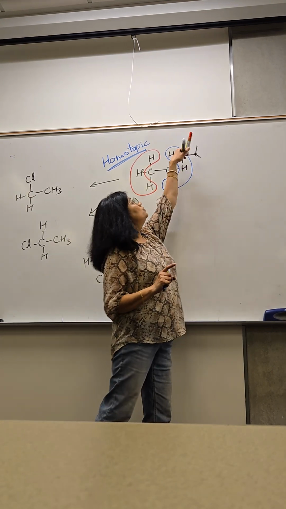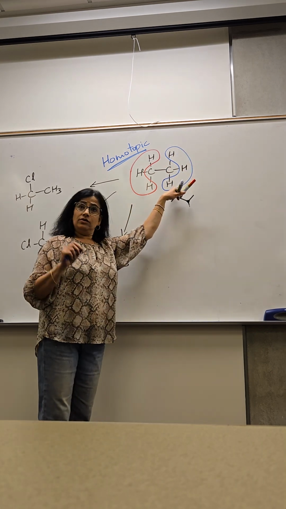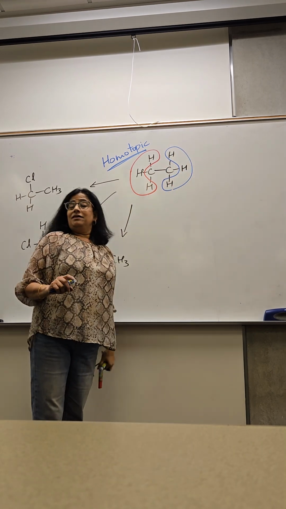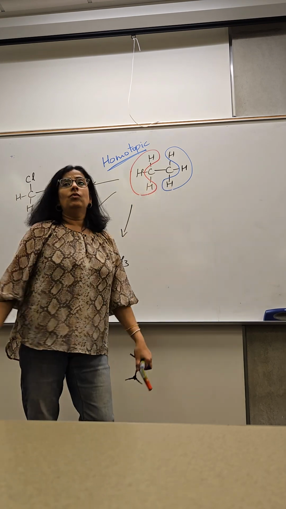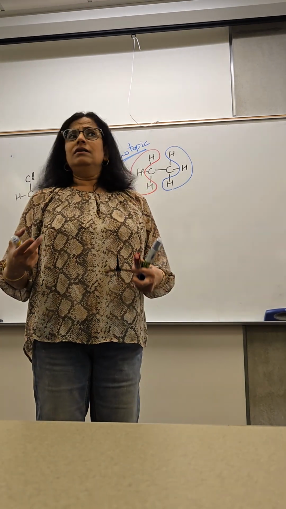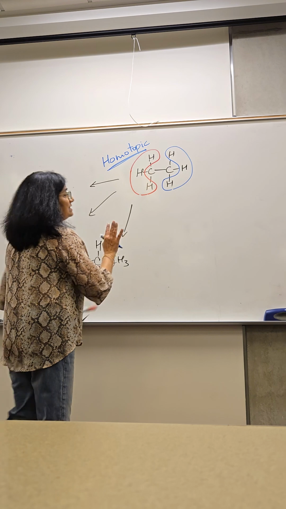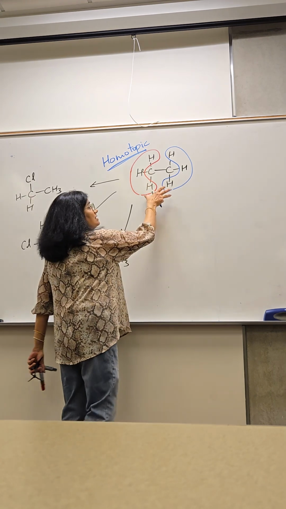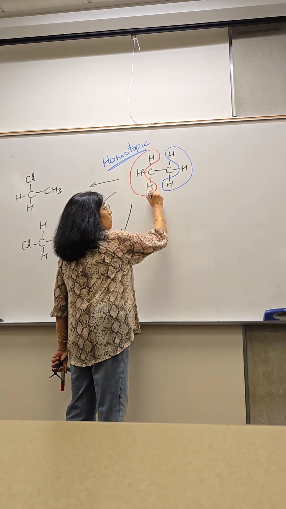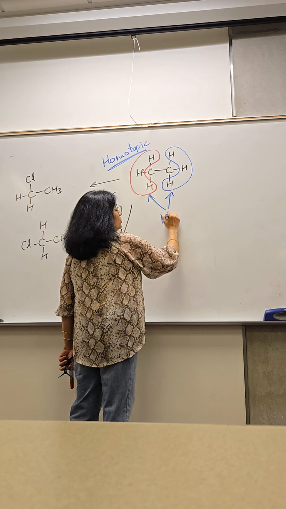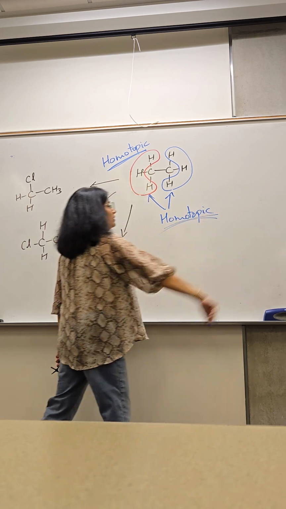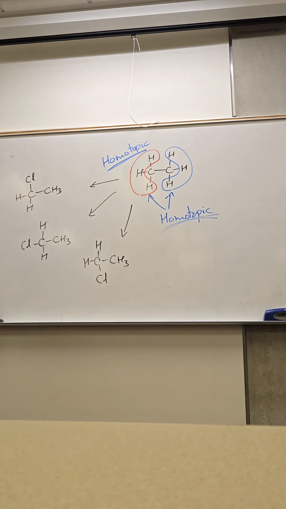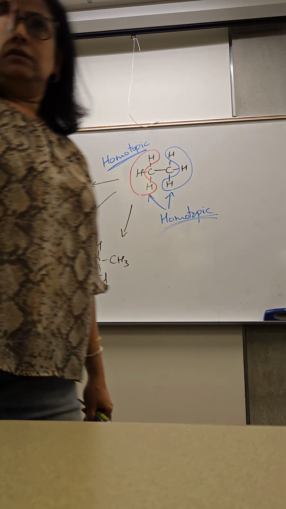These are also homotopic with respect to each other. You guys with me? What about red and blue? Are they identical? Yes, absolutely. So in this example, all 6 hydrogens are homotopic with each other. No matter which hydrogen you replace with Cl or Br or I, you will end up with the exact same compound. Do you guys agree?